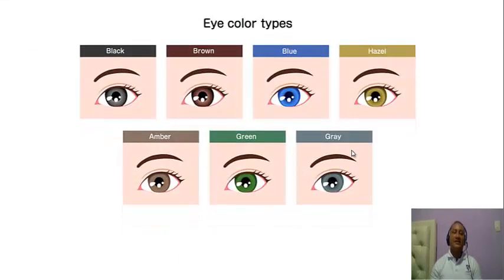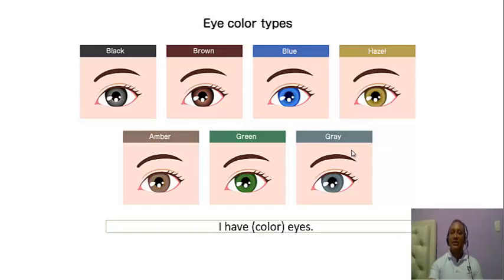We can also describe the color of someone's eyes. We have different colors: black, brown, blue, hazel, amber, green, and gray. And of course, we use the verb have to describe someone's eye color.